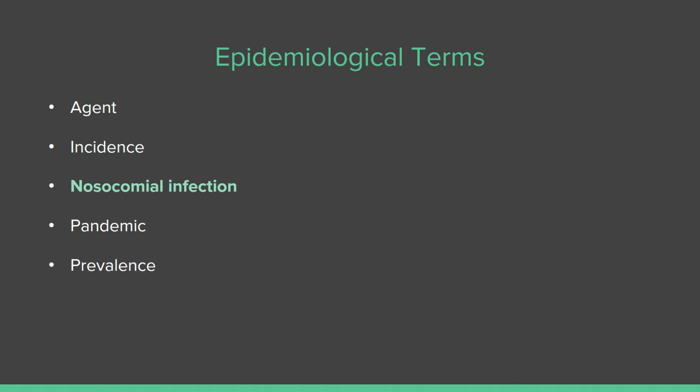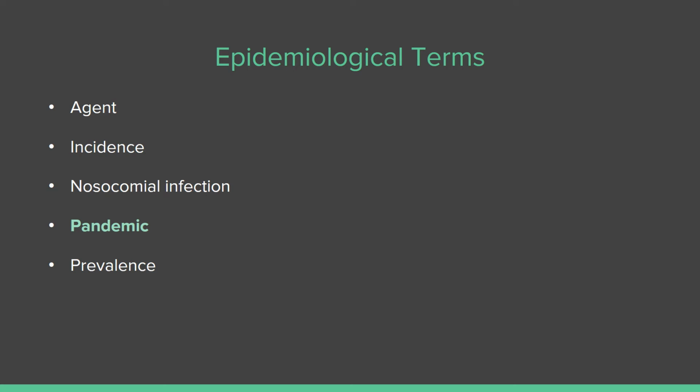The third term is nosocomial infection. Many infectious diseases are nosocomial infections, which are diseases that are spread in hospitals. This disease can be easily transmitted between people who are in close proximity to the infection. Although MRSA can be community associated, most cases are healthcare associated.